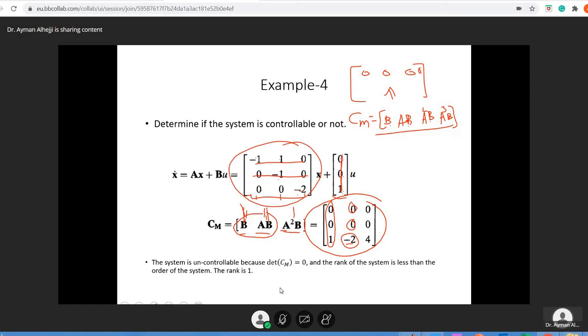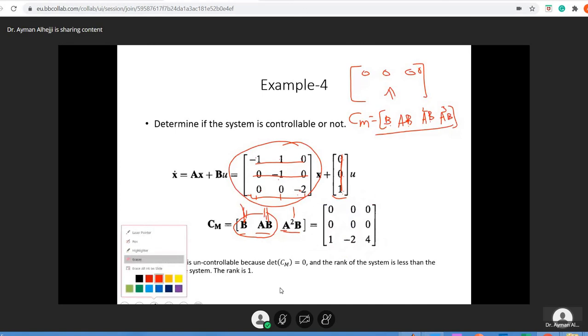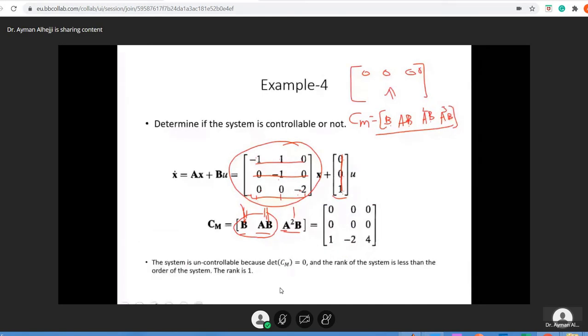Now, let me raise and complete the example. The system is uncontrollable because the determinant equals 0, and the rank of the system is less than the order of the system, which is, the rank is 1. The first row is 0, the second row is 0, and the third row has a number, so we call it rank 1. And how did we determine that the determinant is 0? Because we did the same thing.